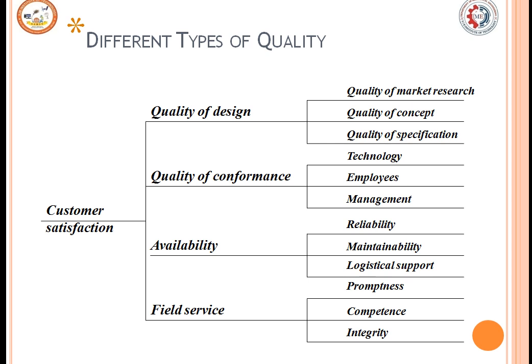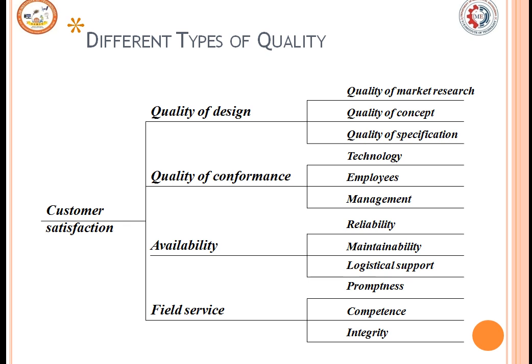So when you talk about different types of quality, it is customer satisfaction. It comes under 4 stages: quality of design, quality of conformance, availability, and field service. When we take quality of design, it covers quality of market research, quality of concept, quality of specification. So when we design a product, taking quality into consideration, market research has to be done. It tells how the product quality must be maintained, how the concept of quality must be maintained, how the specification of quality must be maintained.